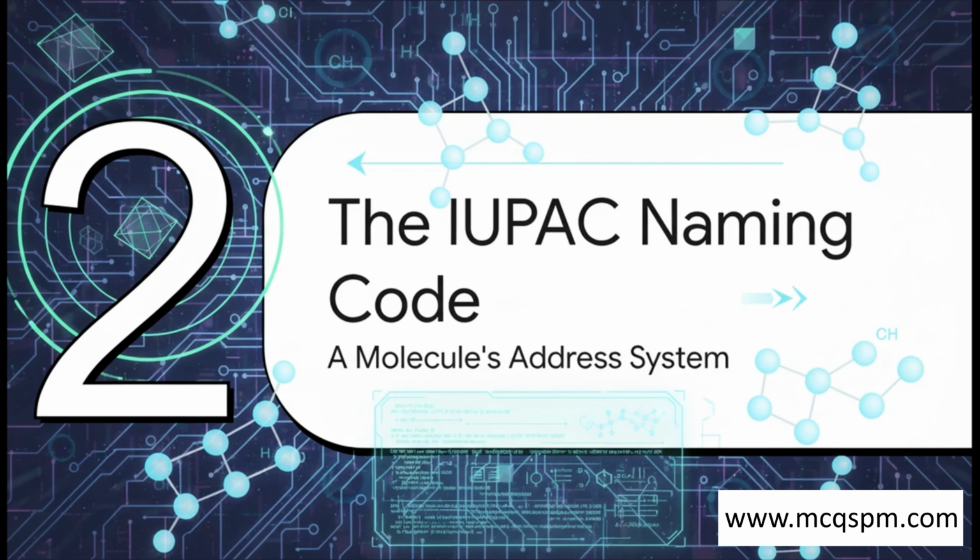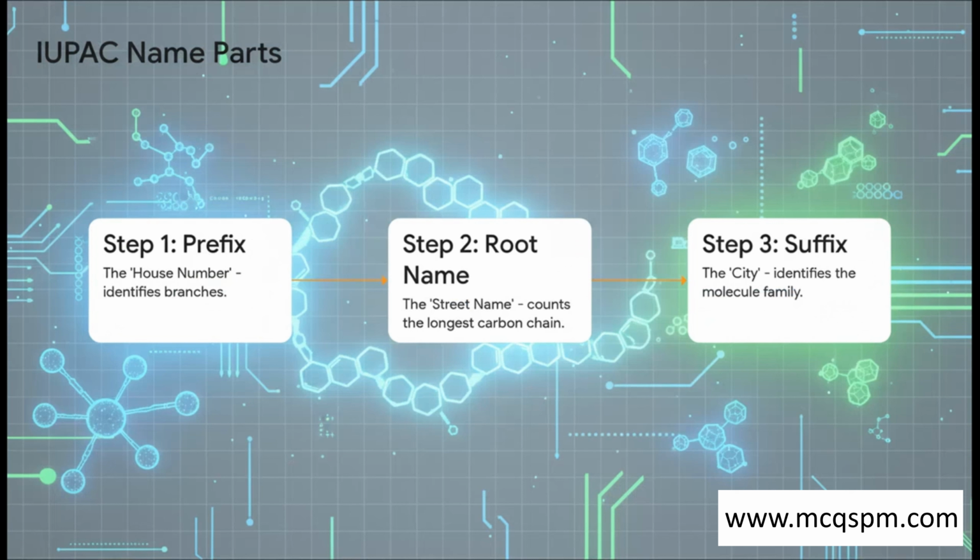Okay, so we get what isomers are. Now, how do we name them? This is where the IUPAC system comes in. I know, it looks intimidating with all its rules, but trust me, it's really just like a super specific postal address for every single molecule. Once you learn the system, you'll know exactly where everything belongs. And every single one of these addresses has three simple parts. First, the prefix. That's kind of like the house number. It tells you about any branches. Then you have the root name. That's the street name. It tells you how long the main carbon chain is. And finally, the suffix. That's like the city. It tells you what family the molecule belongs to. Get these three parts down, and you're golden.